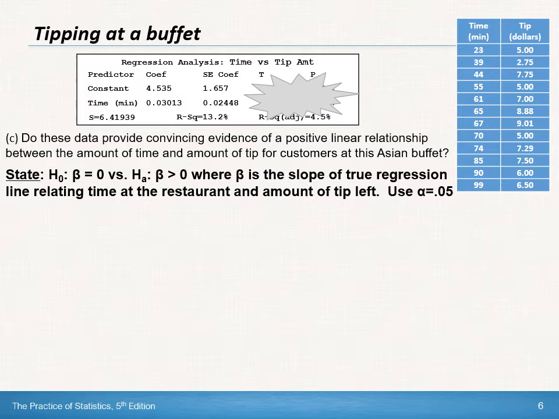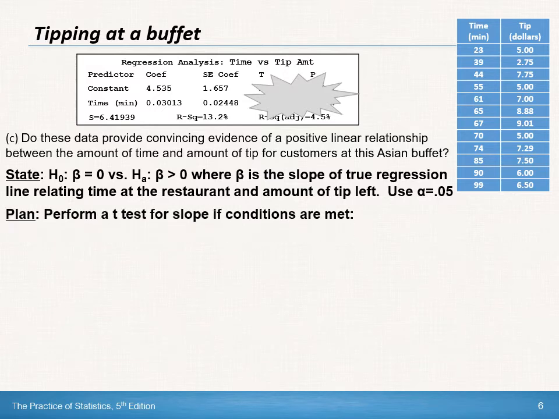Beta is the slope of the true regression line relating time at the restaurant and amount of tip left. And again, always include your alpha of 0.05, because they didn't tell us what to use, so by default we'll use 0.05. All right, think about the plan. The inference procedure we're using here is a t-test for slope, if the conditions are met. So now we've got to look at those 5 conditions.